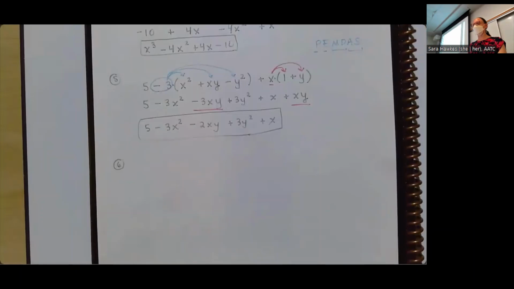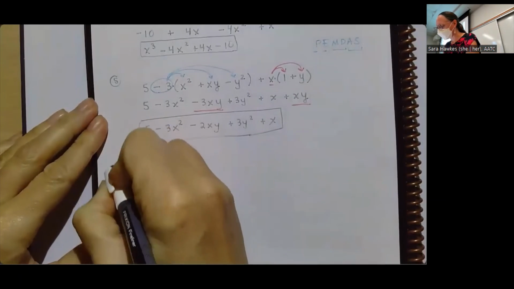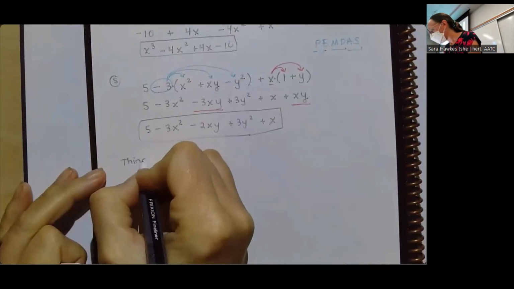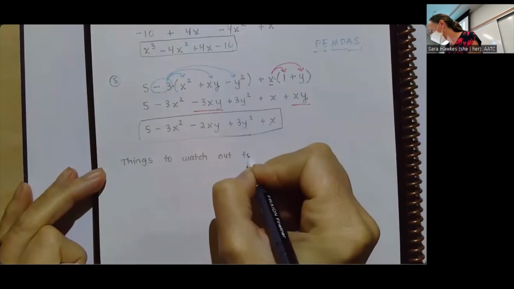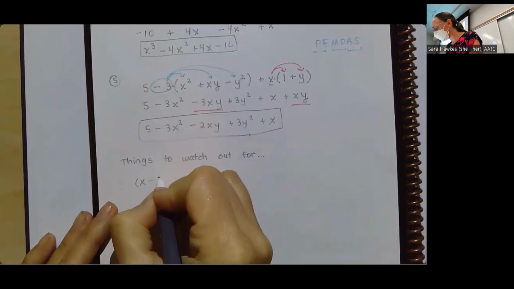We've got a few minutes left, and I want to point out a couple of places where our brains often have a tendency to play tricks on us. So here's what I mean by that. And I'll just say things to watch out for. I wrote x minus 3.